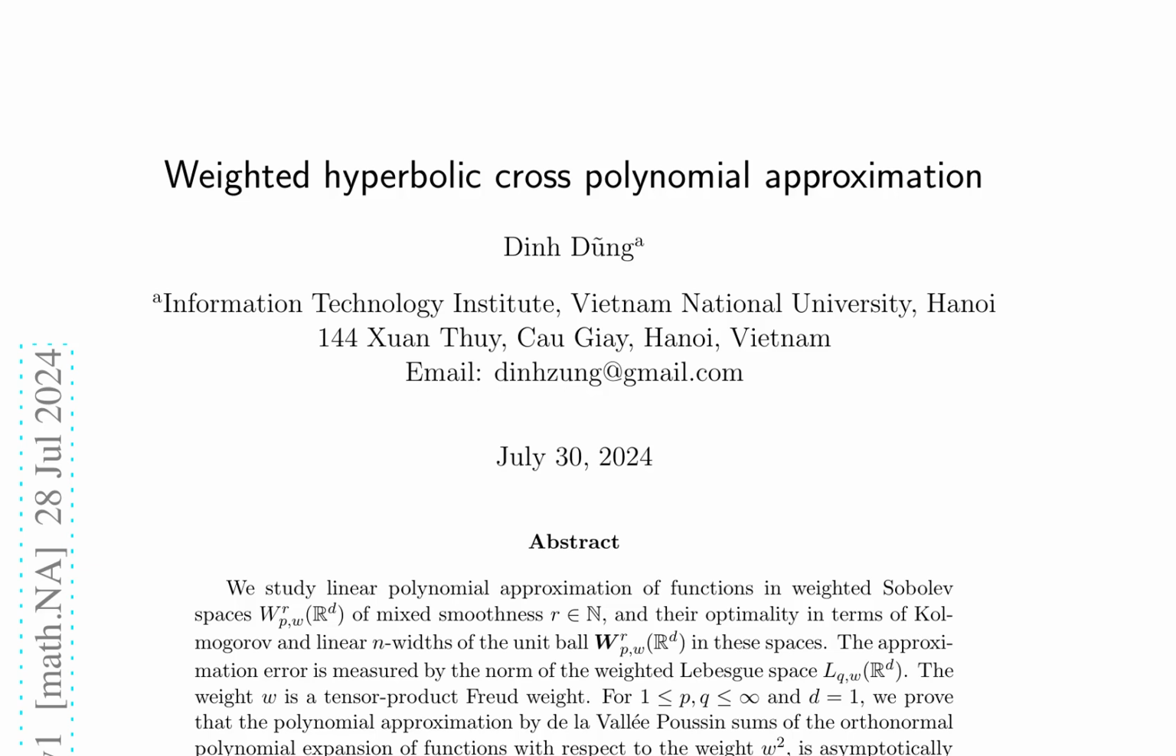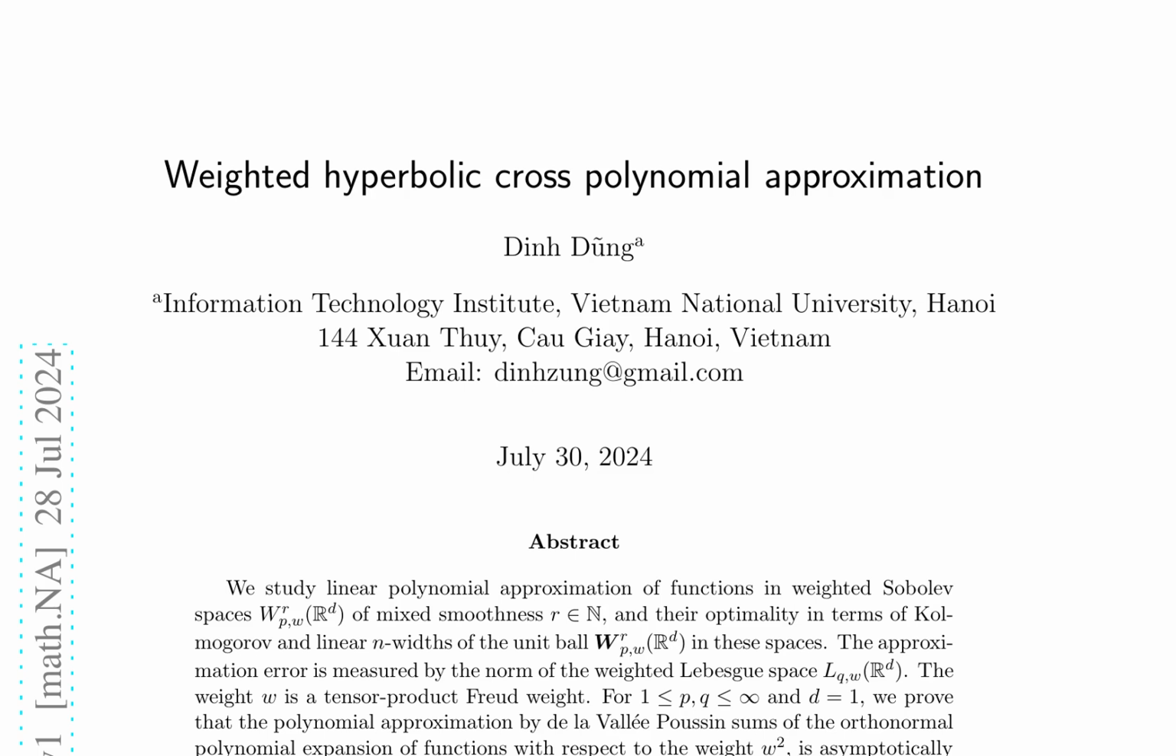This research paper investigates weighted linear hyperbolic cross-polynomial approximations of functions on R^d from weighted Sobolev spaces of mixed smoothness, W^r_{p,w}(R^d), and their optimality in terms of Kolmogorov and linear n-widths. The approximation error is measured by the norm of the weighted Lebesgue space L_{q,w}(R^d), where the weight w is a tensor product Freud weight.